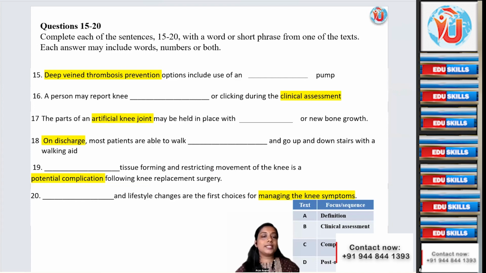Questions 15 to 20: complete each of the sentences with a word or short phrase from one of the texts. Each answer may include words, numbers, or both. So it's a fill in the blanks type question. 15th question. Deep vein thrombosis prevention options include use of an dash pump. From which text is it? Deep vein thrombosis, we have read in one text. You have to identify that text and write the answer. So the name of some pump.